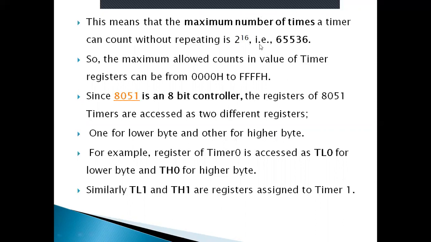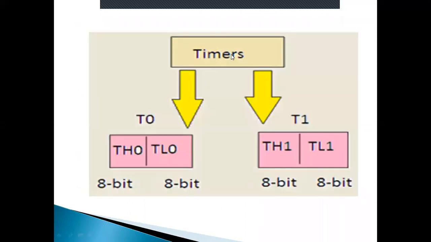Let us see the next slide. So this again explains the same thing, that is timers are T0 and T1. They have been divided as TH0 and TL0 for timer 0, and for timer 1 it is TH1 and TL1, each of 8 bit. We can access them as 8-bit registers, or we can access them completely as T0 or T1 also.